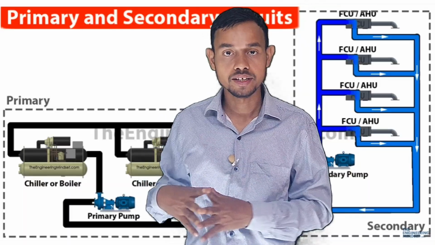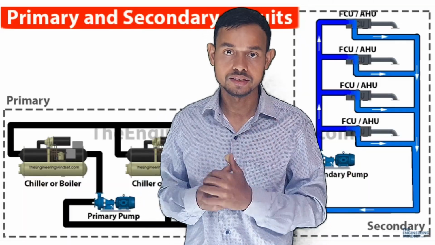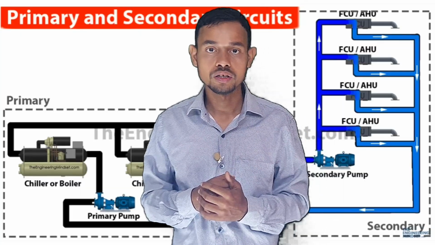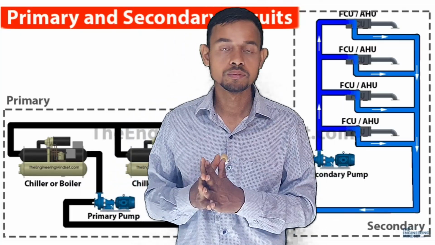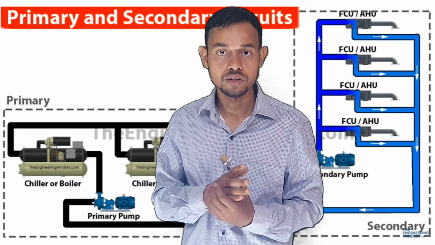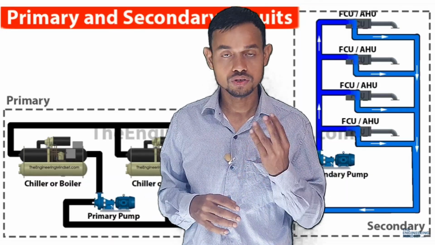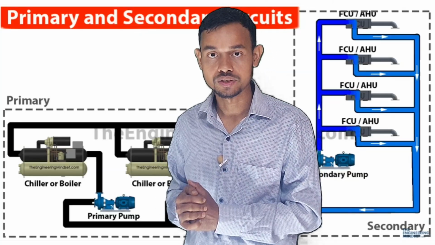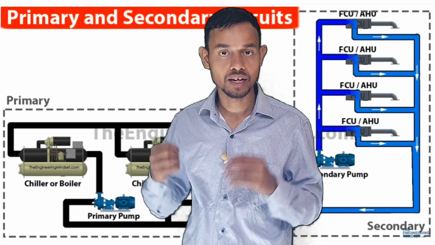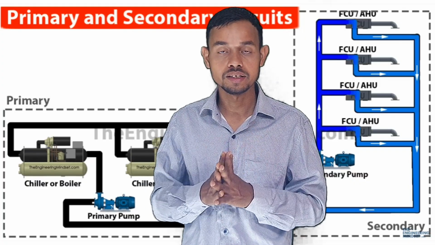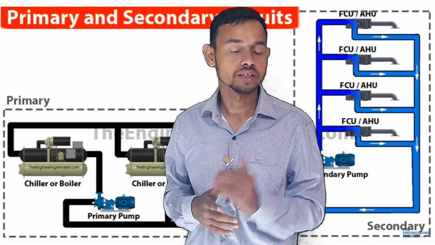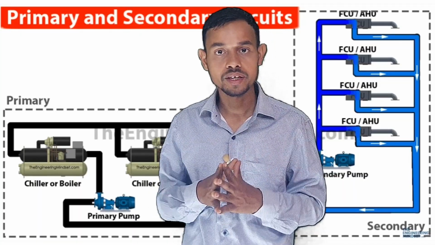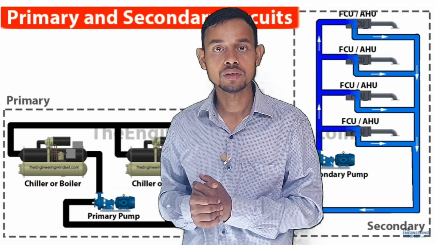For example, the AHU might be on one secondary circuit and the FCU might be on another one, or different parts of the building might also be separated to give better control, for example north, south, east and west. Once the water has flowed through the secondary circuits and has transferred its thermal energy, it returns back to the low loss header to make its way back around the primary circuit.